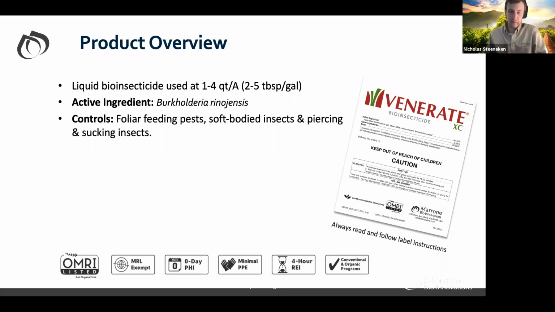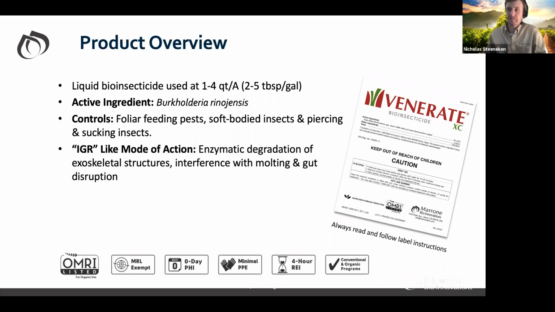It controls foliar feeding pests, soft-bodied insects, piercing and sucking insects, thrips, mites, aphids, caterpillars, all the good stuff that affects cannabis. It has an IGR-like mode of action, so it has enzymatic degradation of exoskeleton structures. It interferes with the molting and gut disruption as well. I'll go into that more in a minute. The IRAC code, the Insecticide Resistance Action Committee code, is pending. It has multiple modes of action, so it's kind of hard to pin it down.